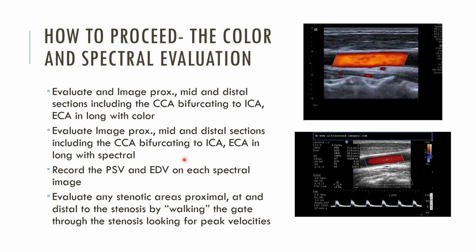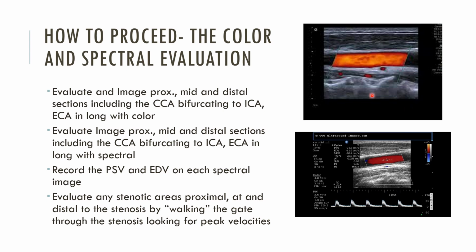Now, once you've completed that, or as you complete that, you also want to get your spectral. So as you're following this vessel up, let's say you're just going to follow it up in color from the proximal all the way to the distal, look at the bifurcation, and then your color evaluation is done. The next thing you can do is go back, kind of start over, get it back in color again, and as you advance it up, take that image in long proximal with your color, and then add your spectral in. And take that image right there.